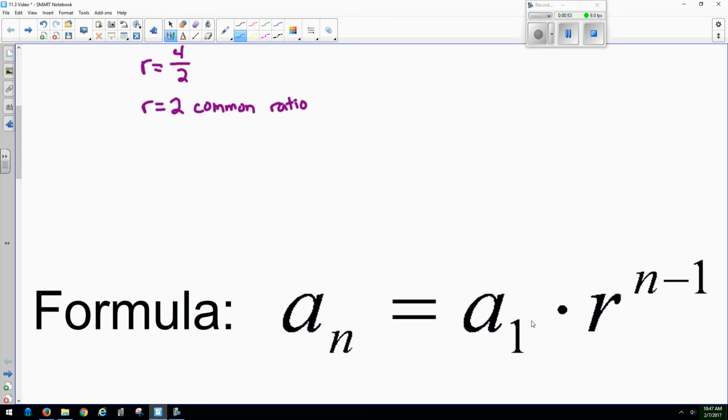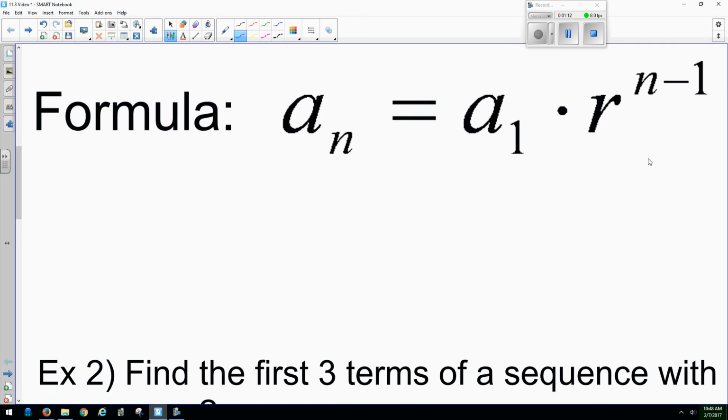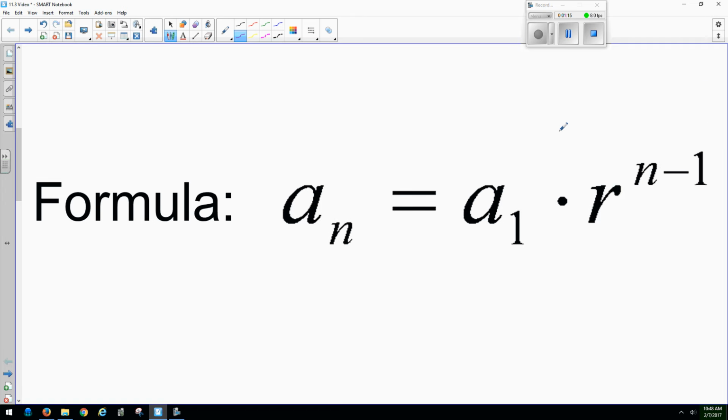So here's the formula. And let me just tell you again what each of these variables mean. So a sub n, that's your nth term in the sequence. A sub 1 is your first term. R is your common ratio. And n is the total number of terms. So again, you do not need to memorize this formula. You're going to be given this formula. You just need to know how to use it.